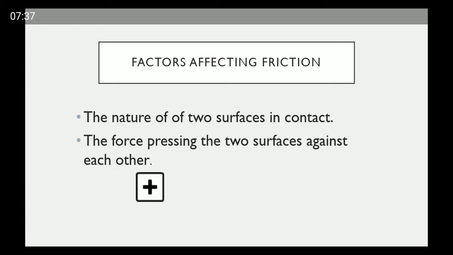The first factor is about the roughness of the two surfaces, which resembles their nature. That is, what the nature of the two surfaces is like, that is the roughness of the two surfaces. And the second factor, the force pressing the two surfaces against each other, means friction will increase if we press the two surfaces against each other with more force or greater force.